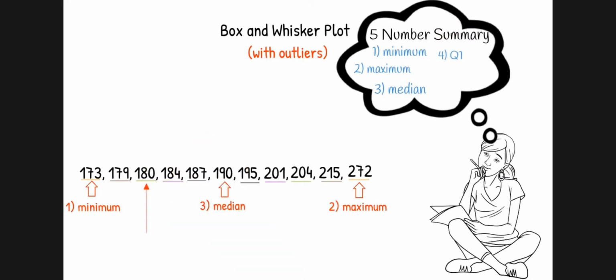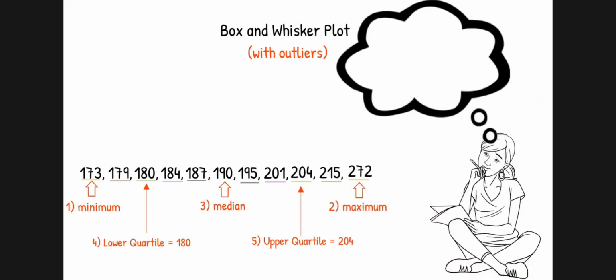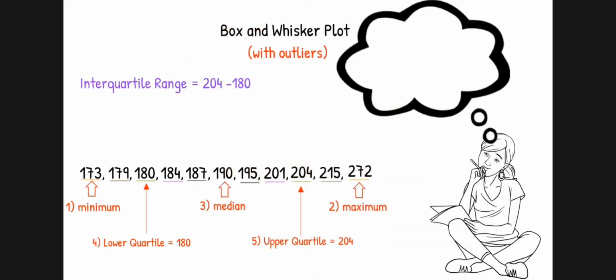The lower quartile, Q1, is equal to 180 pounds. And to find the upper quartile, we find the median of the upper half of the numbers. The upper quartile, Q3, is equal to 204 pounds. Looking at our numbers, 272 pounds seems much larger than the other weights, so we should definitely check to see if there's an outlier. To do this, we'll need to find the interquartile range first. Interquartile range is equal to the upper quartile minus the lower quartile. 204 minus 180 is equal to 24.